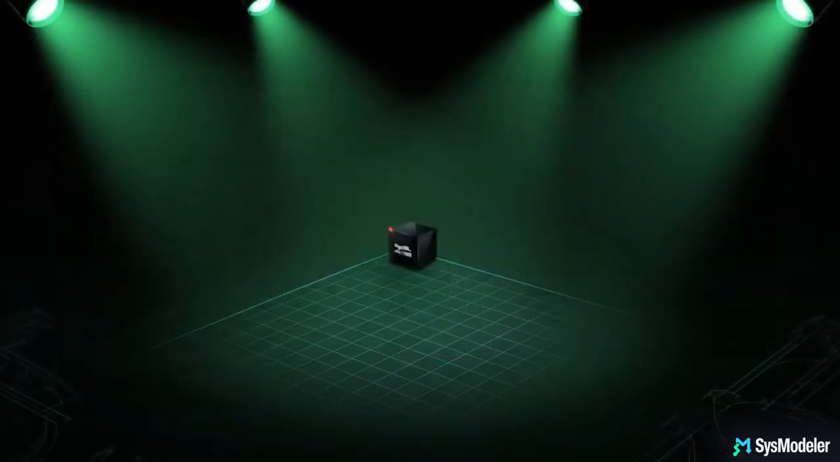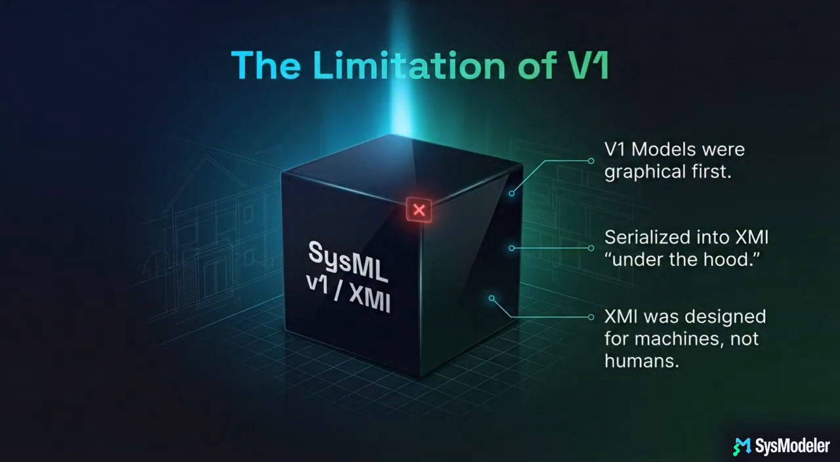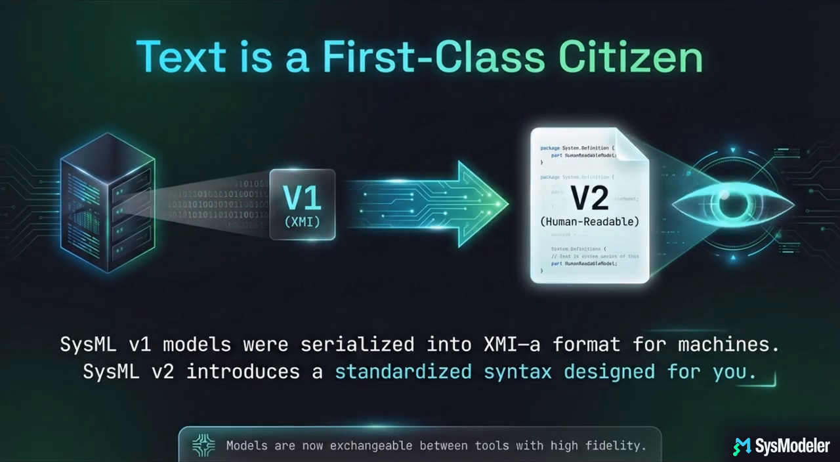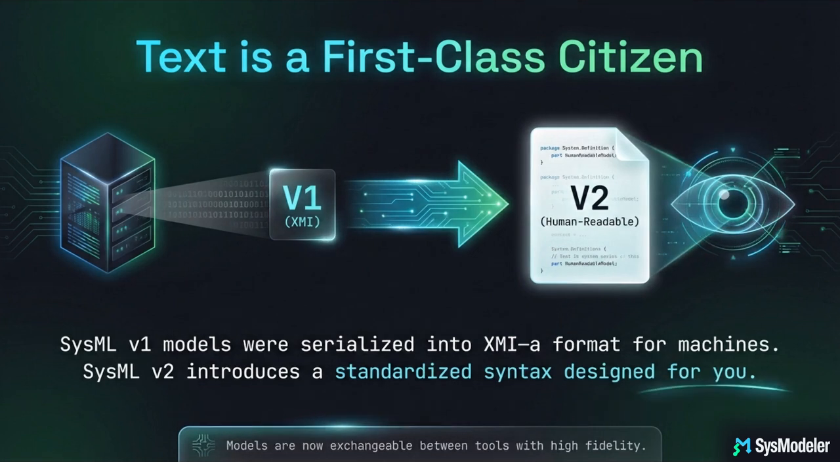In SysML v1, our models were graphical first. Under the hood, they were serialized into XMI, a format designed for machines, not humans. SysML v2 changes the game by introducing a standardized textual syntax that is human-readable. You can read the model definition without a specialized tool.